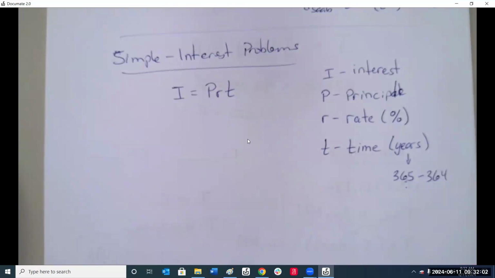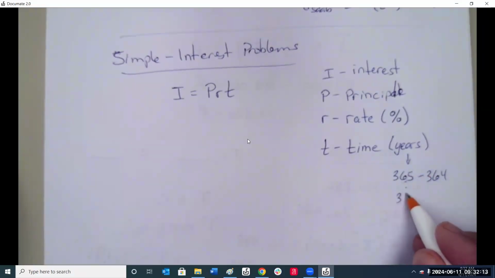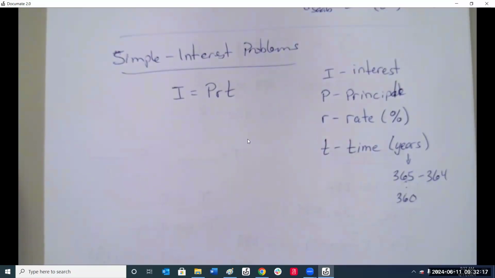But Christmas, the New Year's, Labor Day, there are certain days the banks are closed. So simple interest can also look at 360 days. So you have to have that defined first before you go any further. But for our case and purpose, we'll use 365 as the number of days in the year.